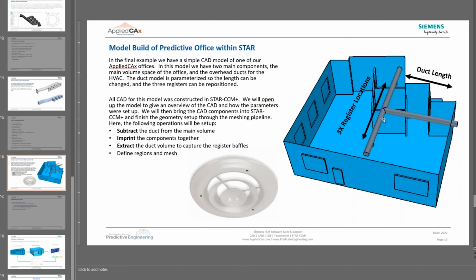This also gets into a few key operations that we need to be able to handle. We have two different volume domains between the duct and the surrounding office that we need to subtract and make contacts for, so that we capture the solid wall interfaces. We also want to capture the thin wall interfaces within the duct domain itself, and that's going to require doing an imprint operation and volume extraction.